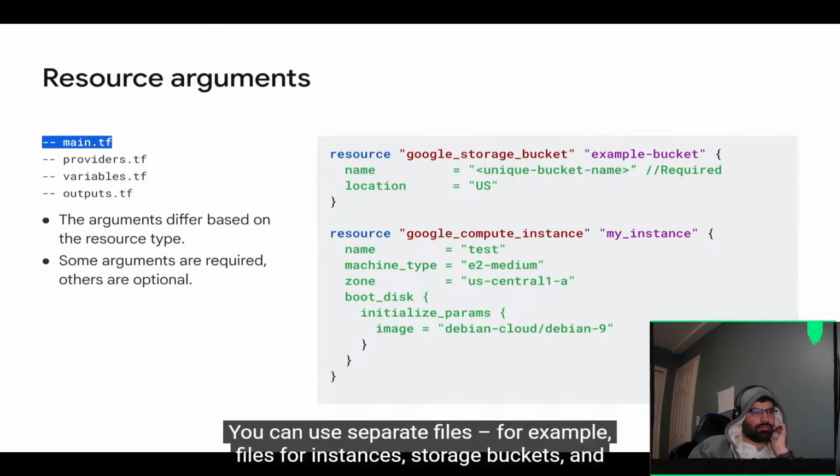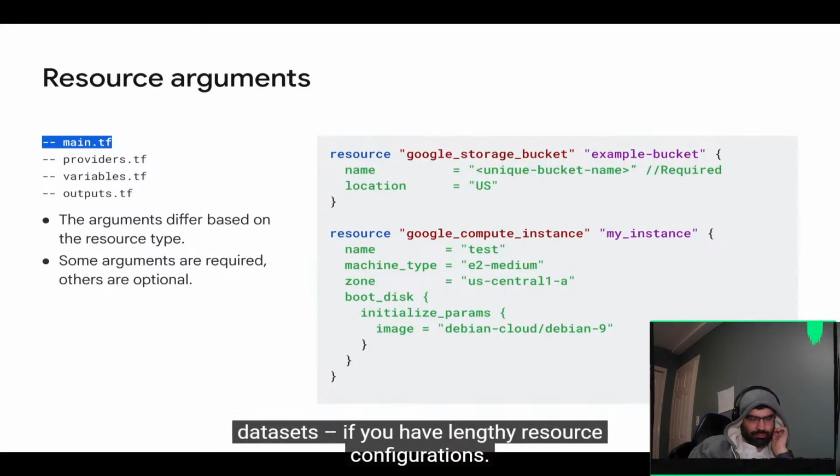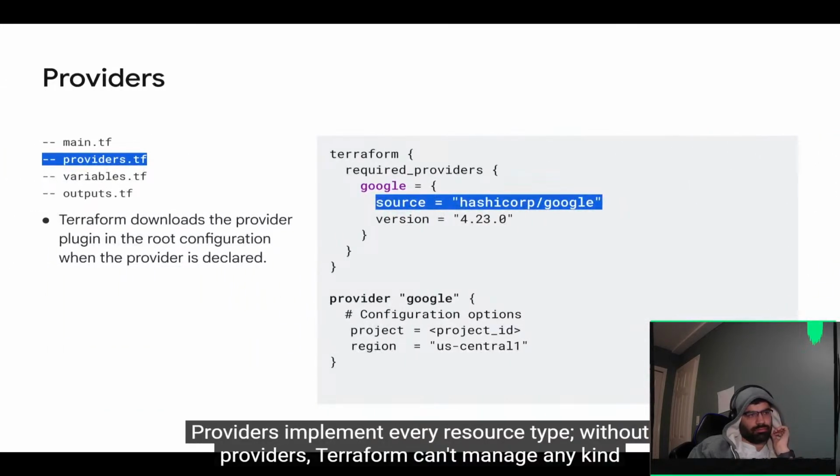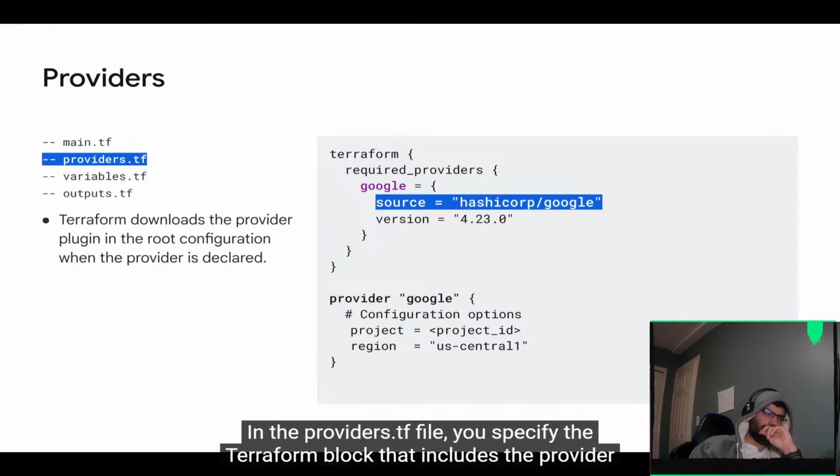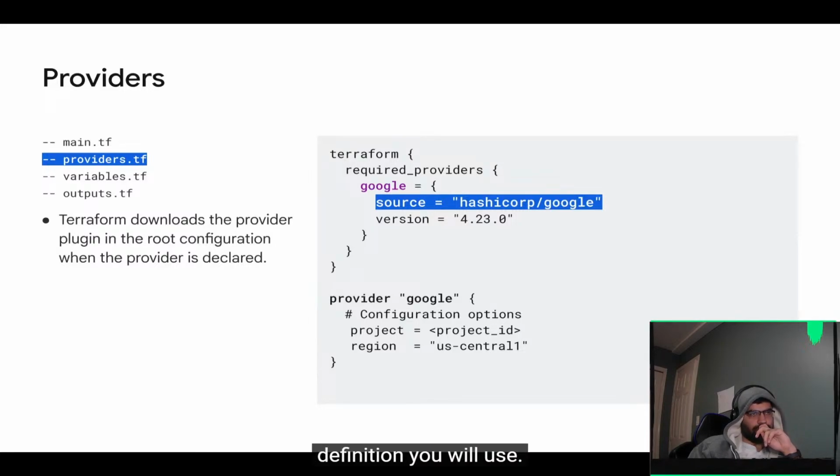You can use separate files, for example, files for instances, storage buckets, and datasets, if you have lengthy resource configurations. Providers implement every resource type. Without providers, Terraform cannot manage any kind of infrastructure. In the providers.tf file, you specify the Terraform block that includes the provider definition you will use.